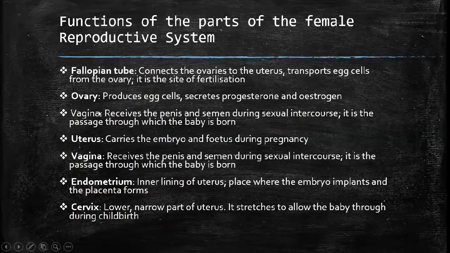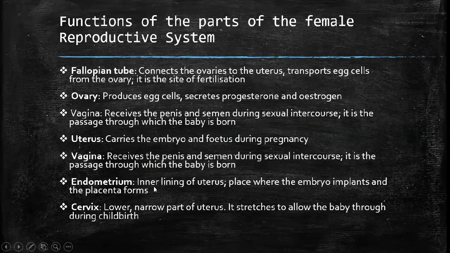It receives the penis during sexual intercourse, and the semen. Semen contains spermatozoa or sperm cells. These sperm cells fertilize the egg to produce a zygote, which develops into a fetus, which is the unborn baby. And then afterwards, after the fetus is fully developed, it is taken out of the body through labor.